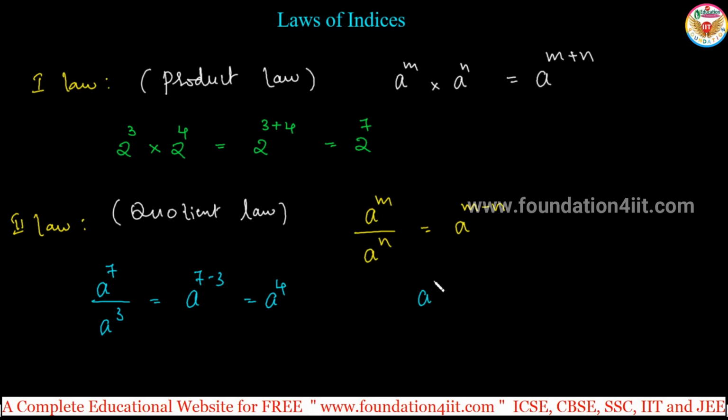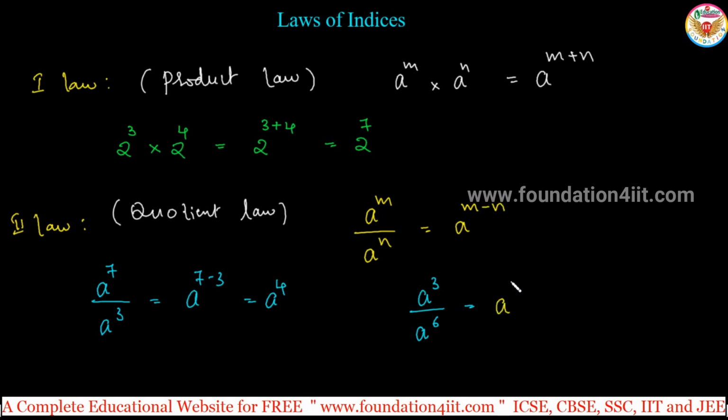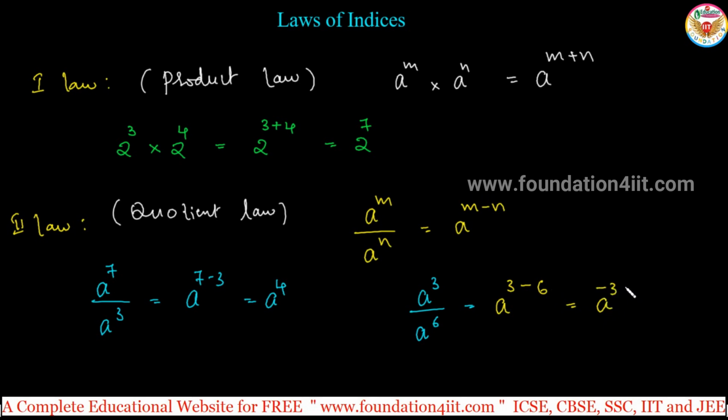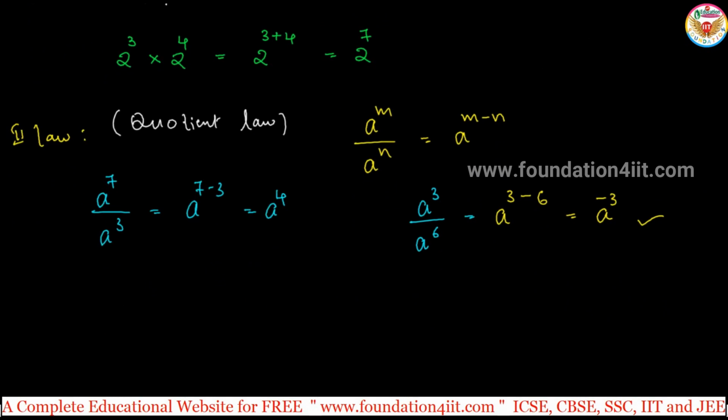In the same way, a to the power 3 divided by a to the power 6. Even then we can take a to the power numerator power minus denominator power 6. That is a to the power 3 minus 6, which is minus 3. So a to the power minus 3 is the answer. This one. Next we have the third law in this.